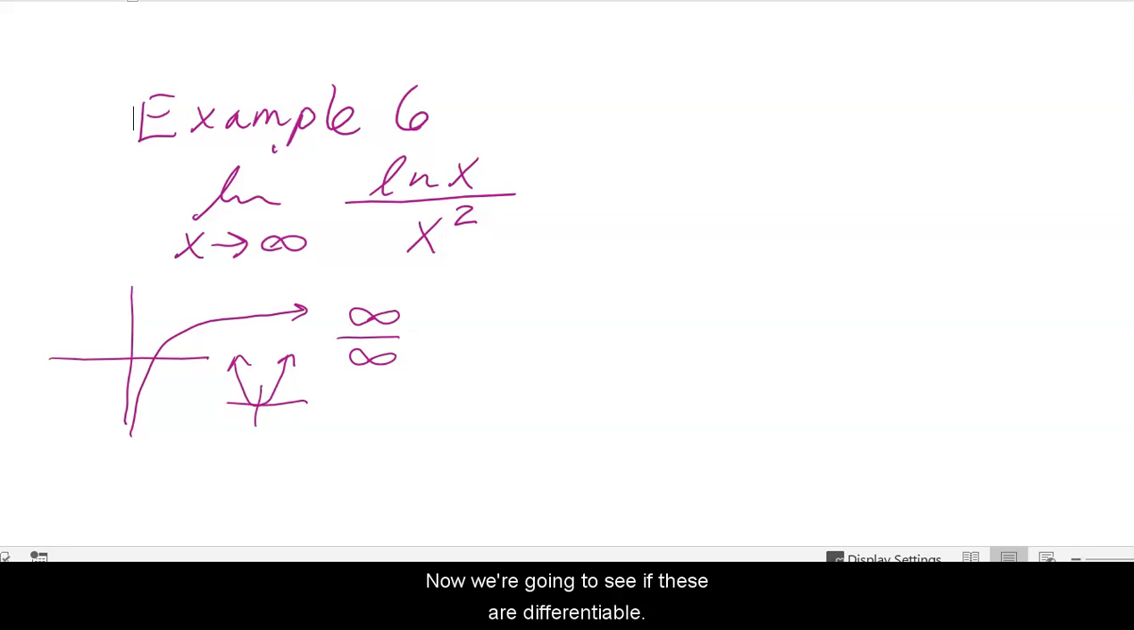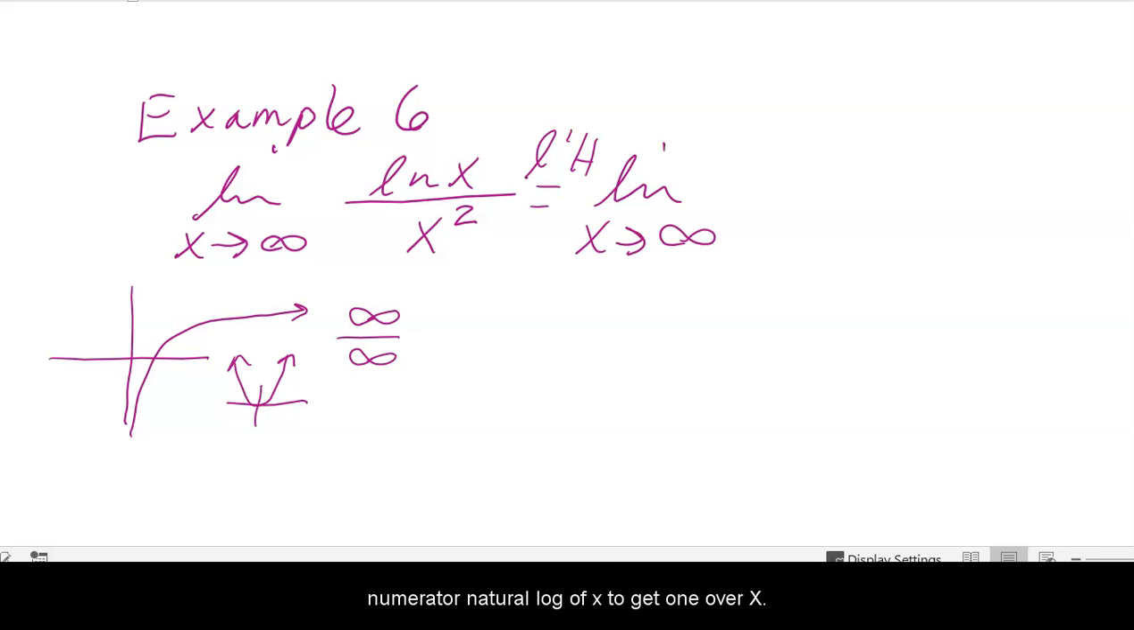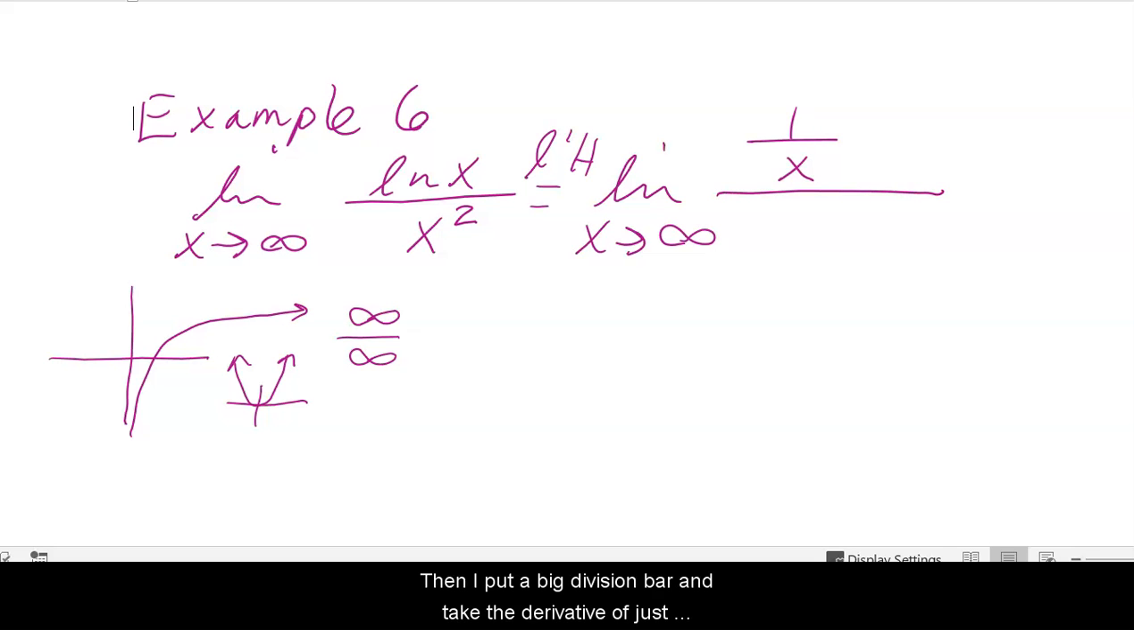Now we're going to see if these are differentiable. Natural log of x is continuous and differentiable everywhere from open 0 to infinity. X squared is continuous and differentiable everywhere. So certainly they're both continuous and differentiable as x goes to infinity. This means I can use L'Hopital's rule. Applying L'Hopital's rule, I take the derivative of just the numerator, natural log of x, to get 1 over x. Then I put a big division bar and take the derivative of just the denominator, x squared, to get 2x.